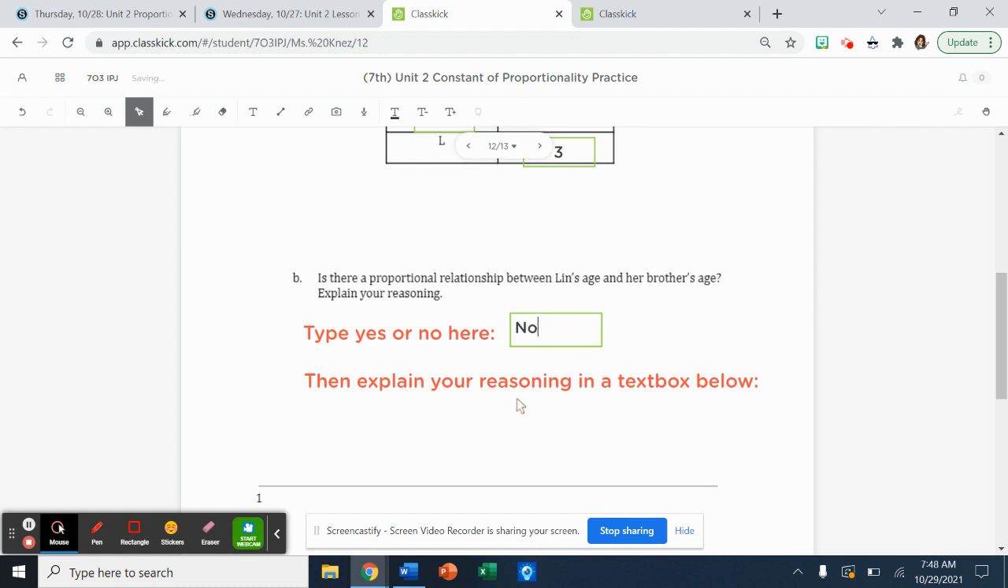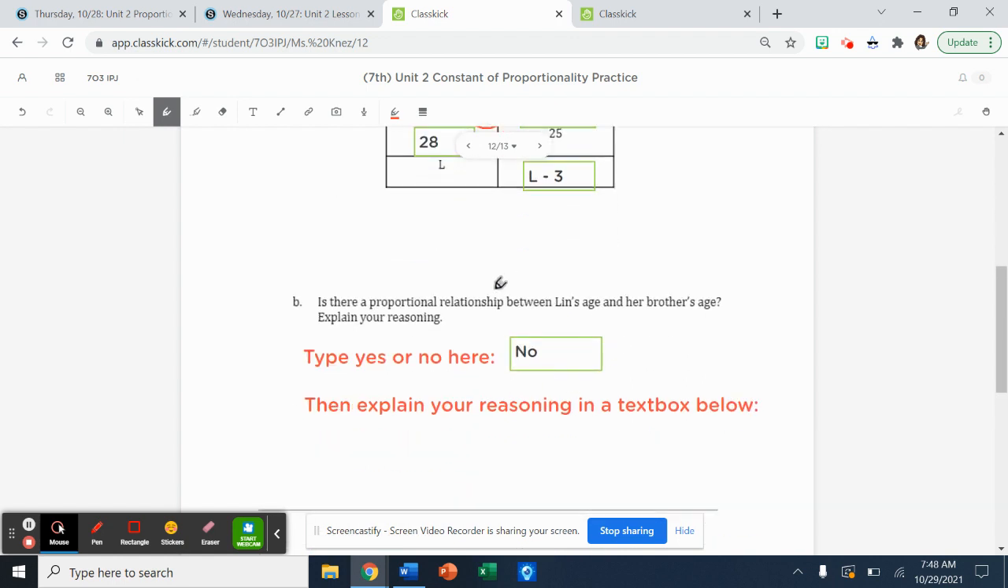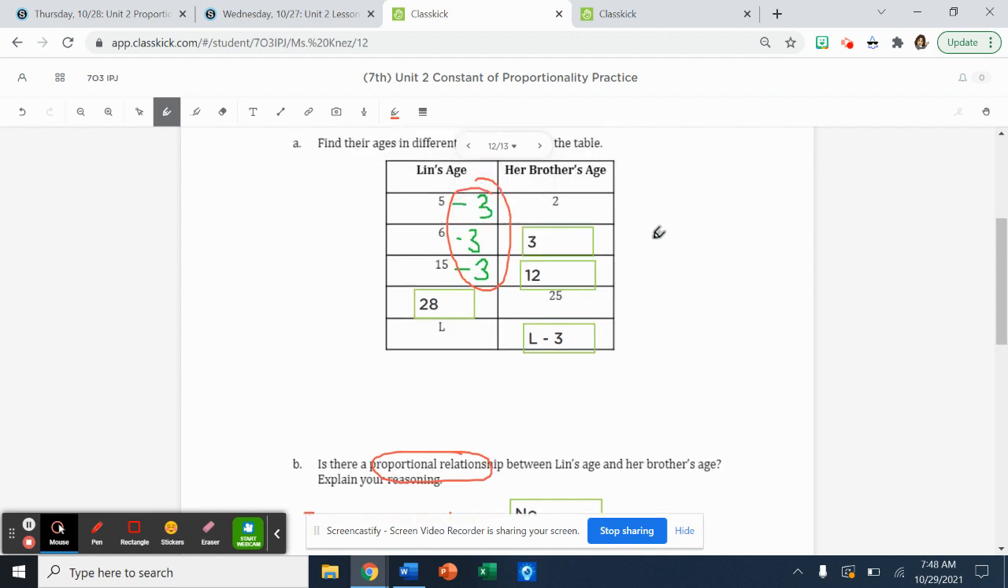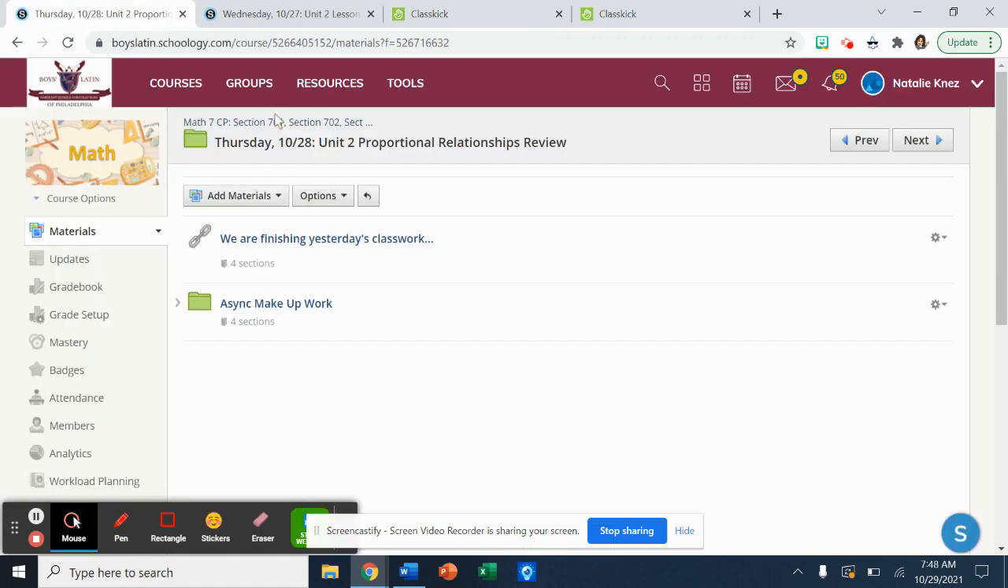The answer is no. The reason is because we are not multiplying each of the numbers on the left times the same thing to get the numbers on the right. We're actually subtracting. And remember that in order to have a proportional relationship, it needs to be a multiplication or division relationship. So go back to the exit ticket, look at my feedback, and see what mistakes you made.